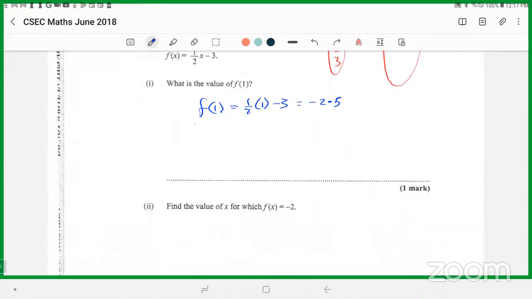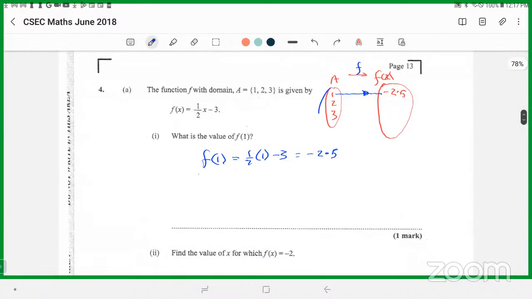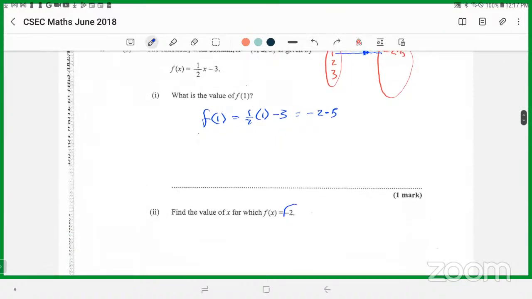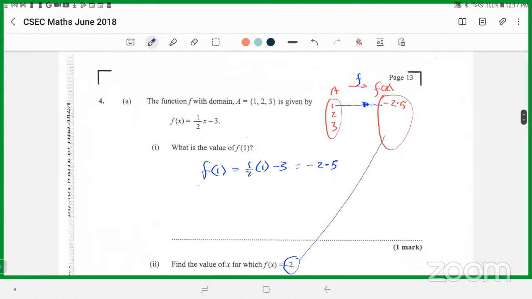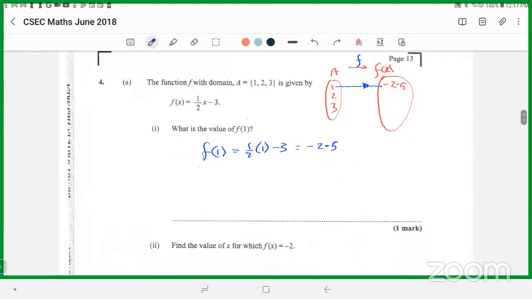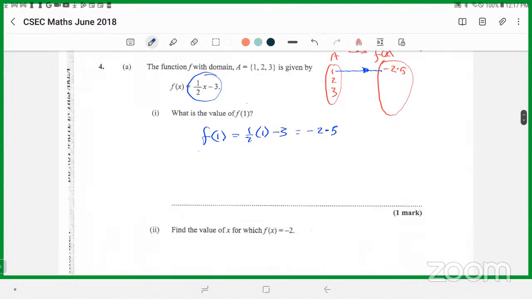Watch this now. The value of x for which f of x is equal to negative 2. What value of x? In other words, which of these values of x map onto negative 2? It means negative 2 is one of the values over here now. I want to know which value of x maps onto negative 2. So the mathematics is going to work it out for us. Remember that this is f of x now.